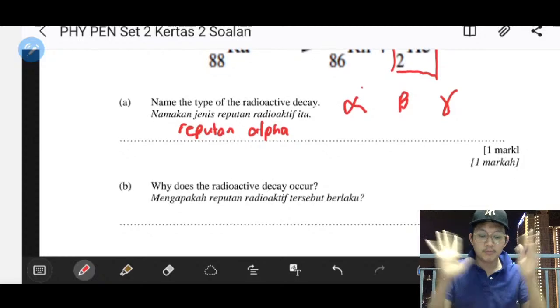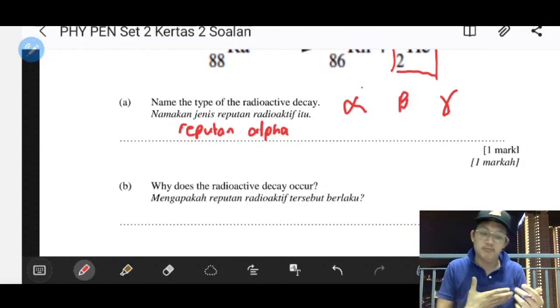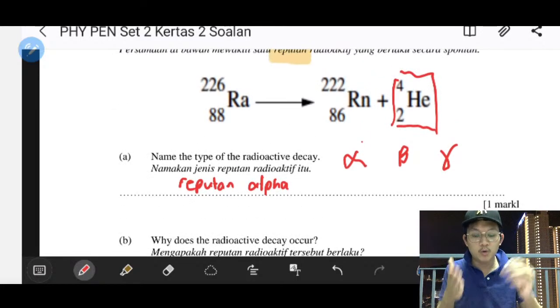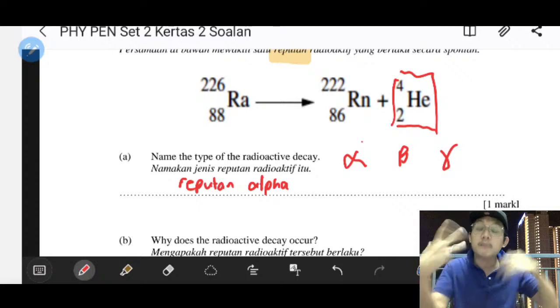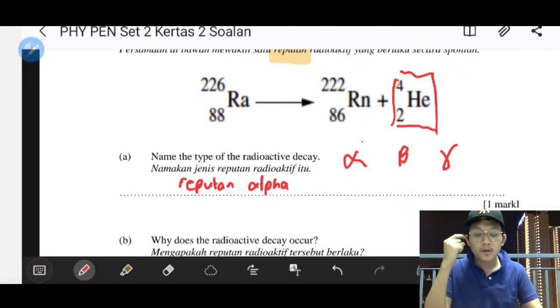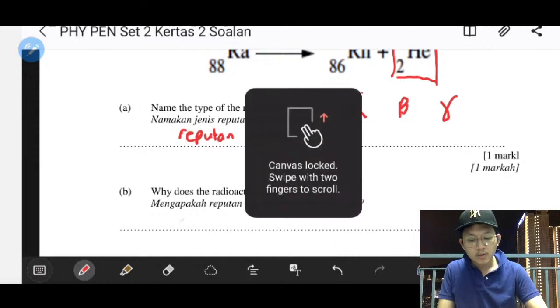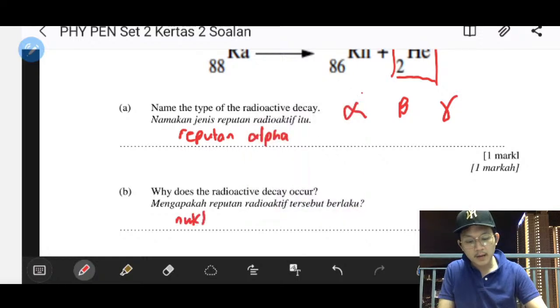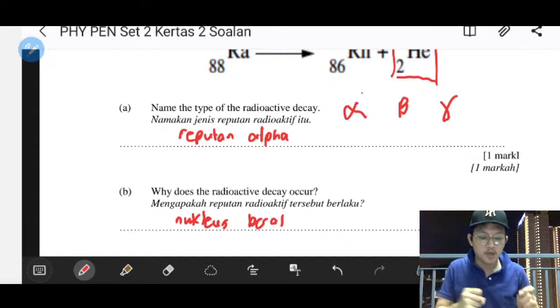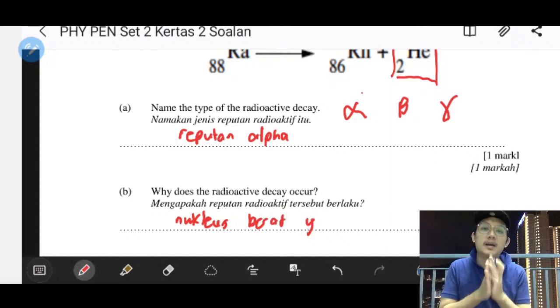Mengapakah reputan radioaktif tersebut berlaku? Must be the reason. Let's look back on top. 226 Ra ini disebabkan dia tak stabil. Okay. So, dia sebab nukleus berat yang tidak stabil. In SPM, the keyword over here is tidak stabil.